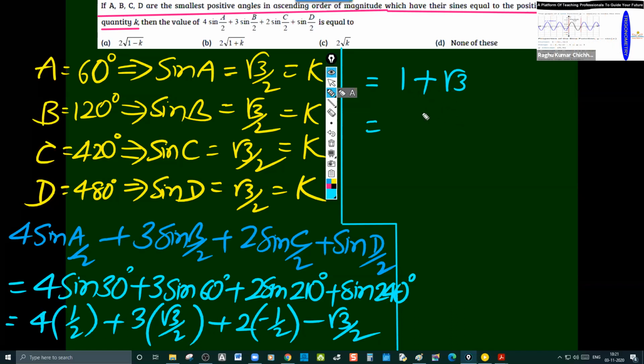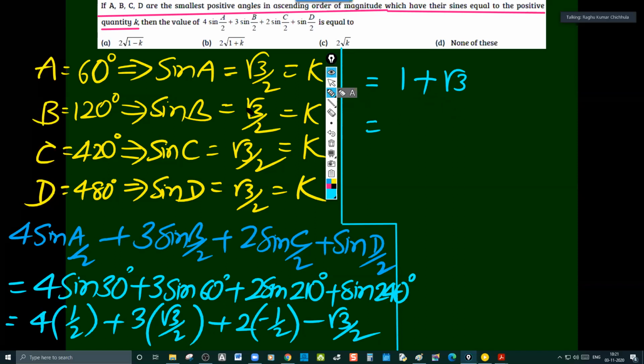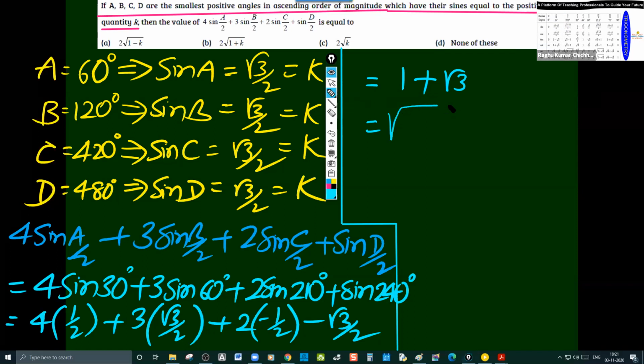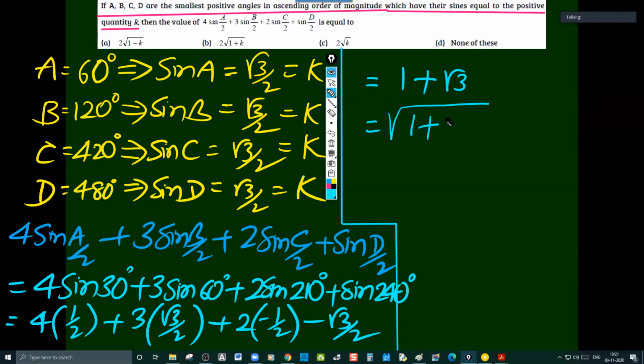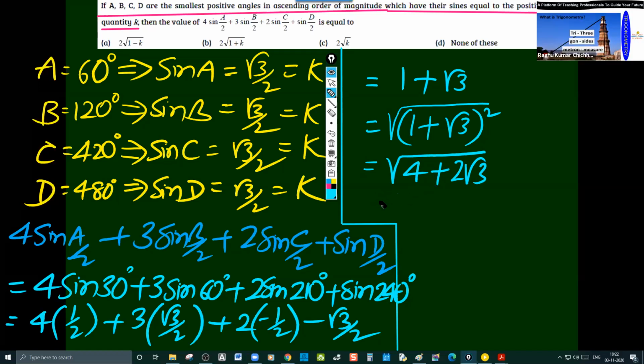Now, what am I doing? I'm just writing it this way. Follow this carefully because there are many roots. I'm writing it as 1 plus root 3 whole square. What is 1 plus root 3 whole square? 1 plus 3 plus 2 root 3, that is 2 root 3. That's good. Now this is to be modified to one of these forms, 1 minus K or 1 plus K. If you do not get this idea, you can check for what value of K you are getting this one. I'll show you that.